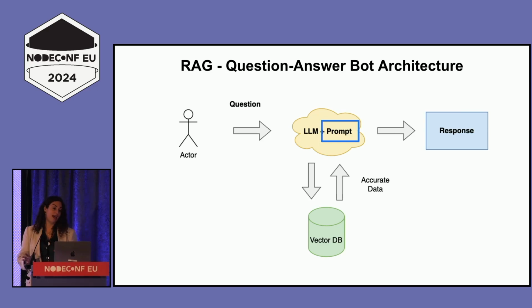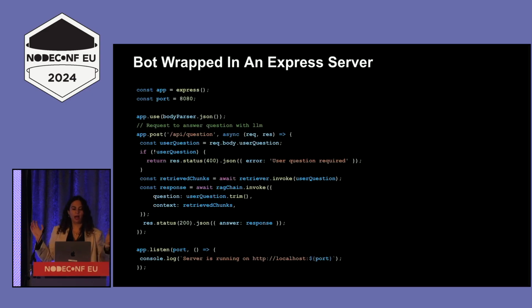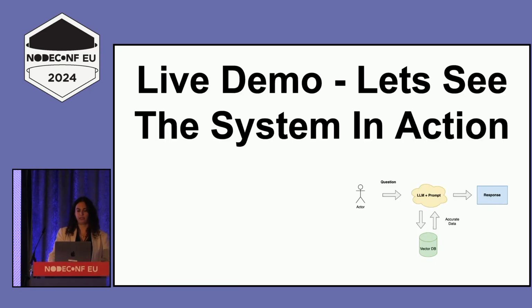And the prompt itself, as we said, is another component that we've talked about. So that is the prompt. Again, we're using LangChain utilities, and we tell it not to make up answers. I wrapped everything with an Express server for the purpose of the demo. The Express server is going to get a user question and answer it.